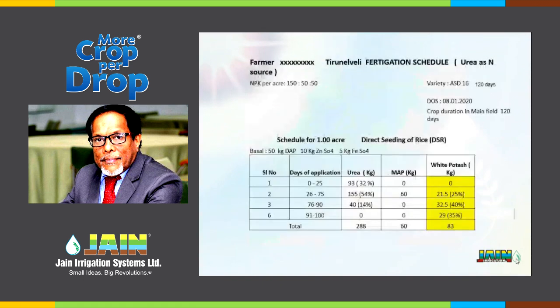Now, this is our recommendation, which has been prepared for a rice farmer. We introduce potash, for example, just to look at the potash only. Between 26 to 30 days, growth is over. There, the nitrogen has gone up from 32% to 54%. I started applying a bit of potash, 25%. But maximum potash is coming from 75 days to about 90 days time. So we could make that one.